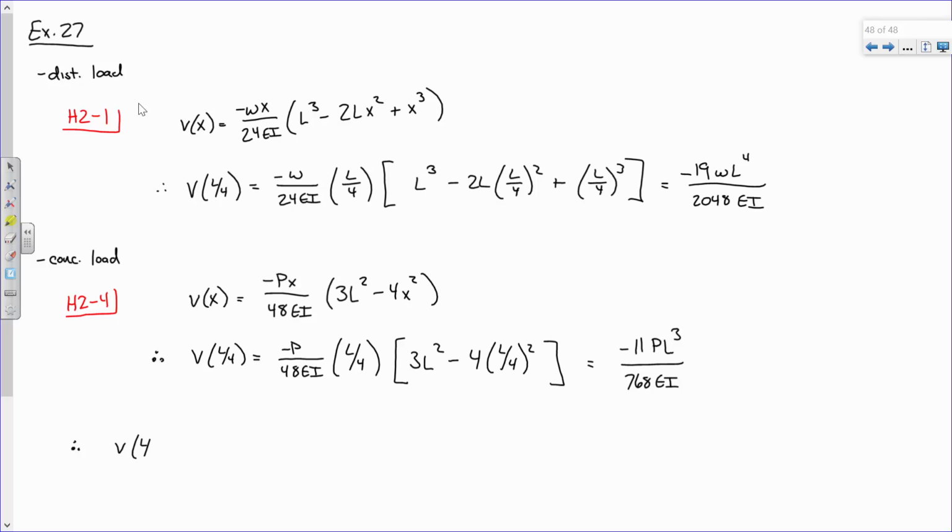V at L over 4 is going to equal, and the way I'm going to write that is this. Because I think the negatives will make it a little more complicated, I'm going to say 19 WL to the 4th over 2048 EI plus 11 PL cubed over 768 EI, but I'm going to indicate that that deflection is going downward.